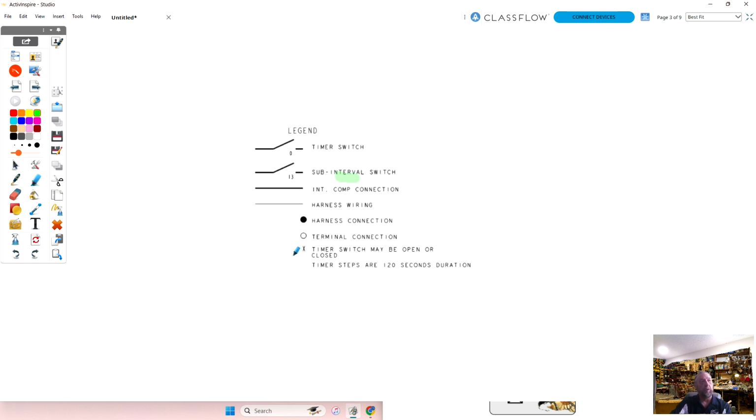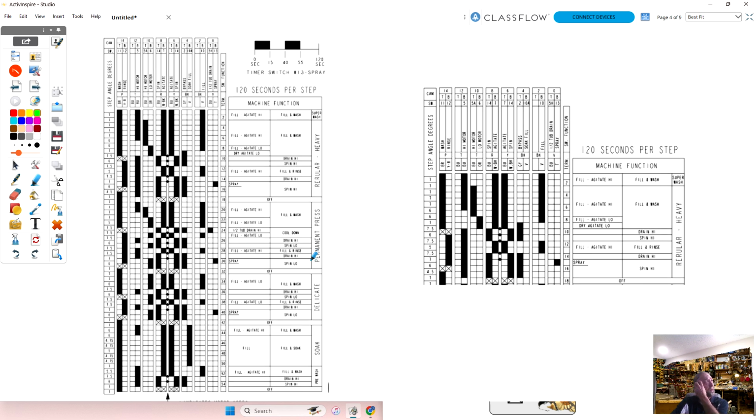Now, one other thing I want to point out is this X. The timer switch may be open or closed. I don't know why. I mean, if it may be open, then draw it open. If it may be closed, draw it closed. But I've seen this in other manufacturers. It just means that switch may not close for the whole time that timer's engaged in that one point on the chart. And I'll explain that in a minute. But also timer steps are 120 seconds in duration. And I'll break that down. What does that mean? So let's take a look at the timer chart.